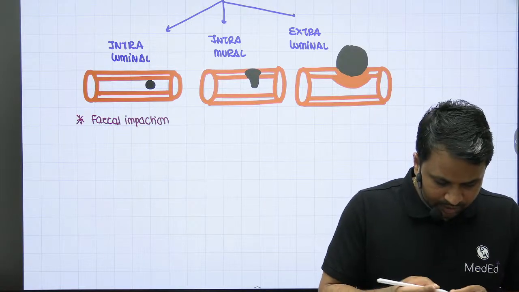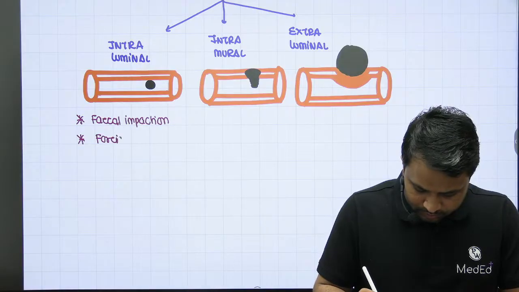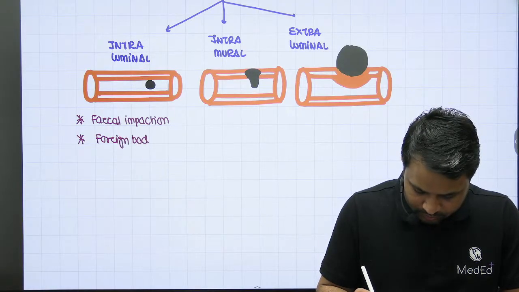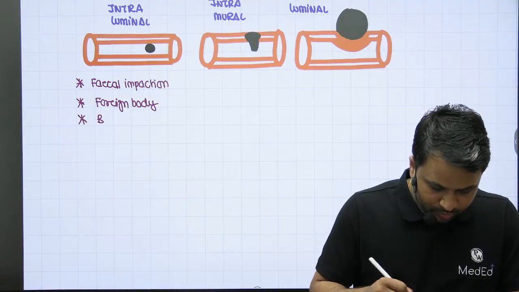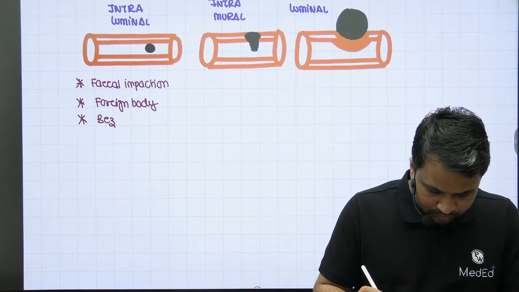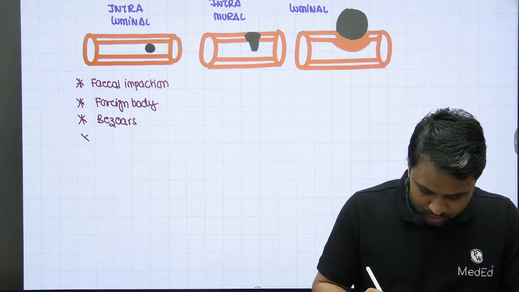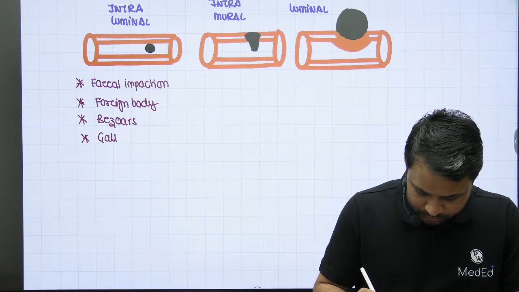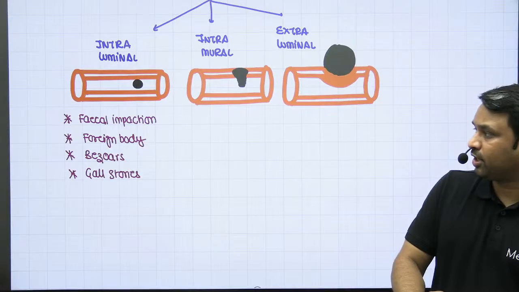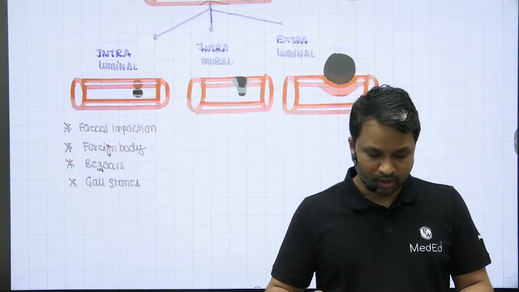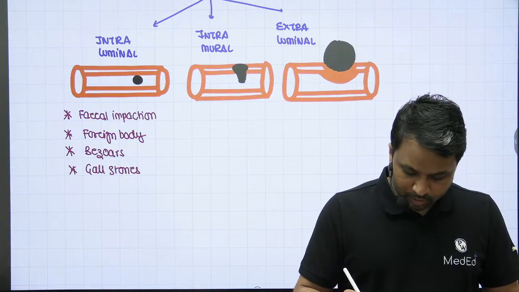Number one is a fecal impaction, foreign body. Fecal impaction, foreign body, all the bezoars, that is trichobezoar and phytobezoar. Then gallstones. So fecal impaction, foreign body, trichobezoar, phytobezoar, and gallstones, all these are going to result in dynamic bowel obstruction. That is intraluminal. What is intramural?